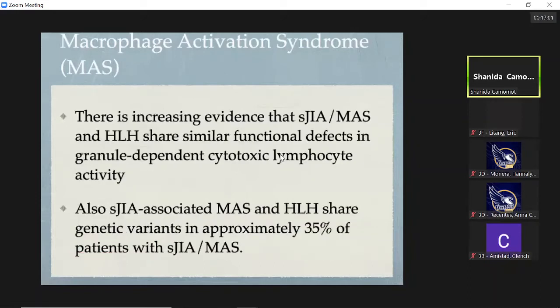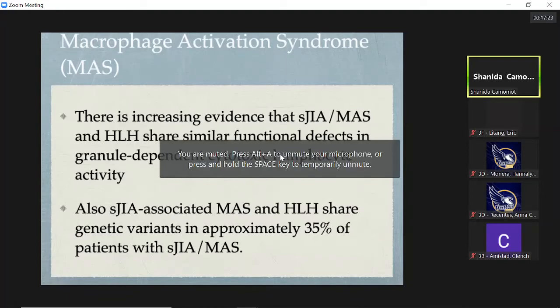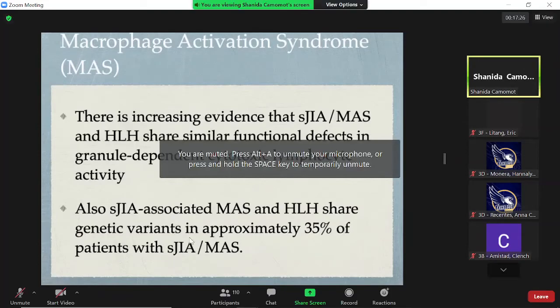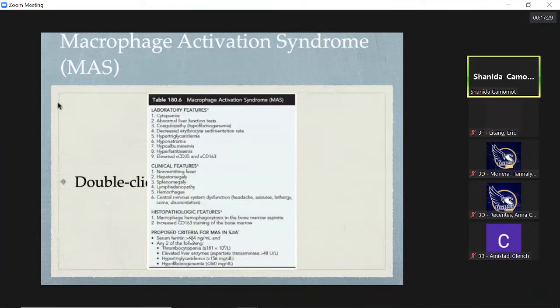Now, there is increasing evidence that systemic onset JIA and HLH share similar functional defects in granule-dependent cytotoxic lymphocyte activity. Also, systemic onset JIA-associated MAS and HLH share genetic variants in approximately 35% of patients with systemic onset JIA. Now, this is a table in your book showing you the laboratory features, clinical features, histopathologic features, and the proposed criteria for macrophage activation syndrome.